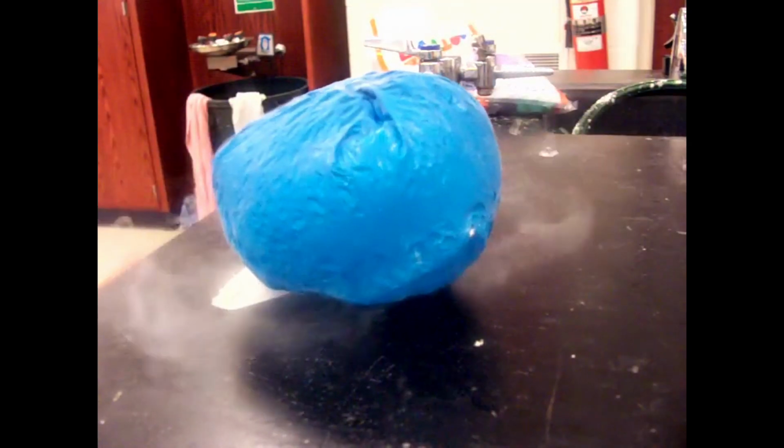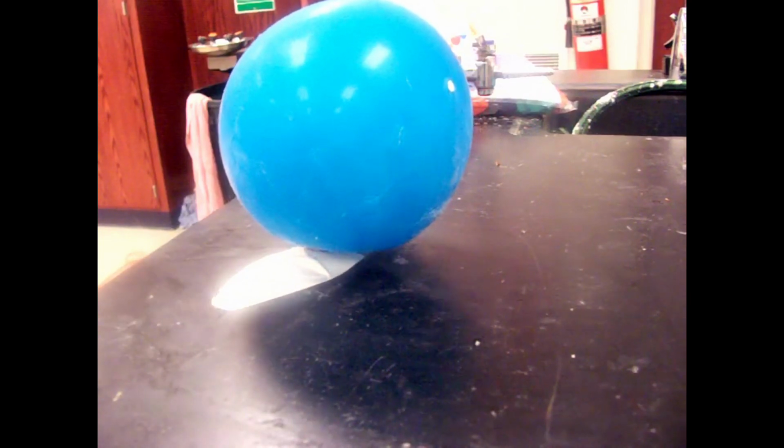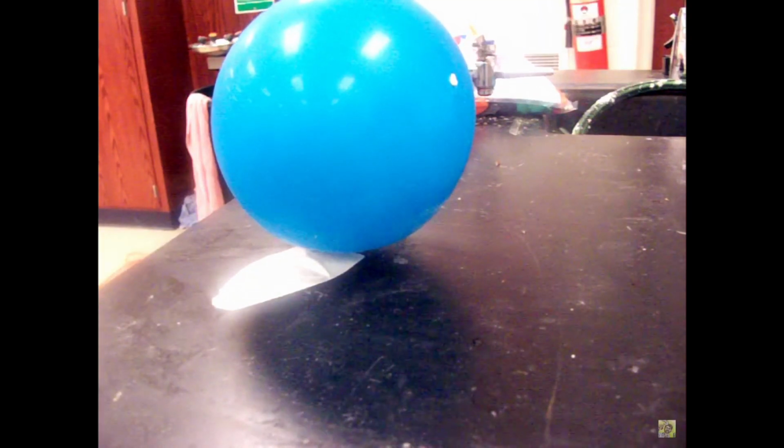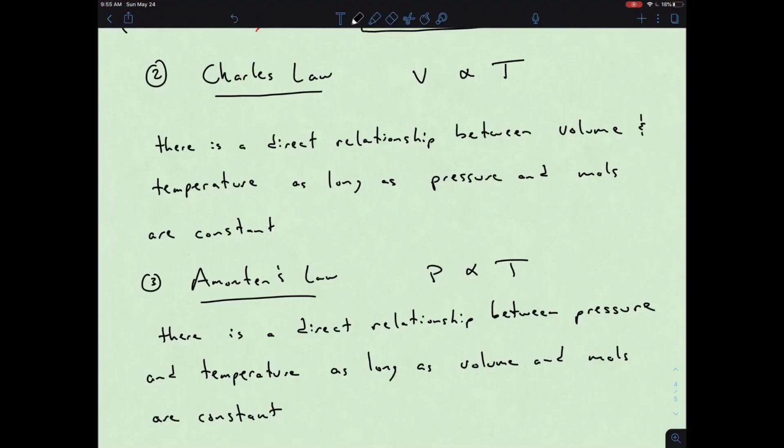So there's Charles' law, the direct relationship between volume and temperature. As temperature goes down, volume of a gas goes down. As temperature goes up, volume of the gas goes up. And so there is Charles' law, direct relationship.